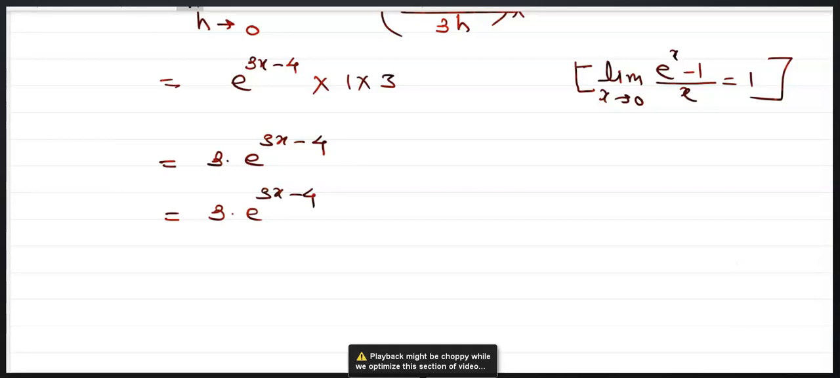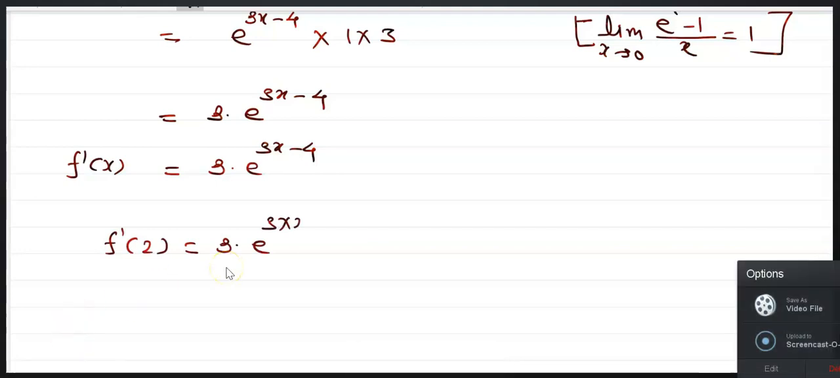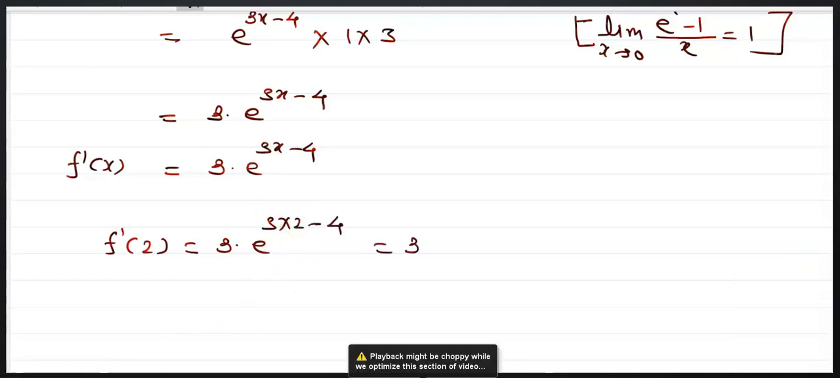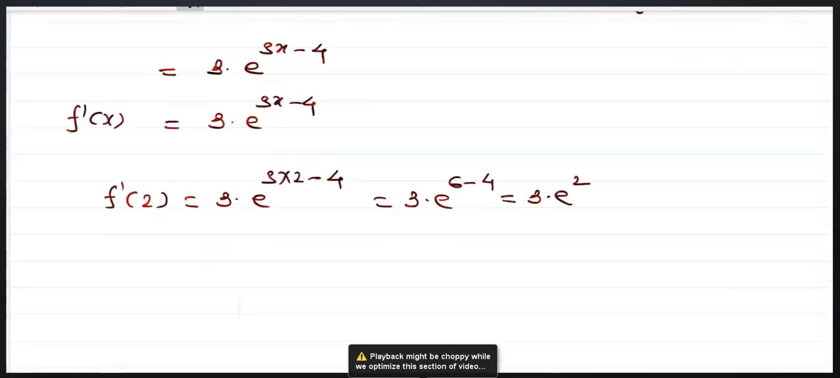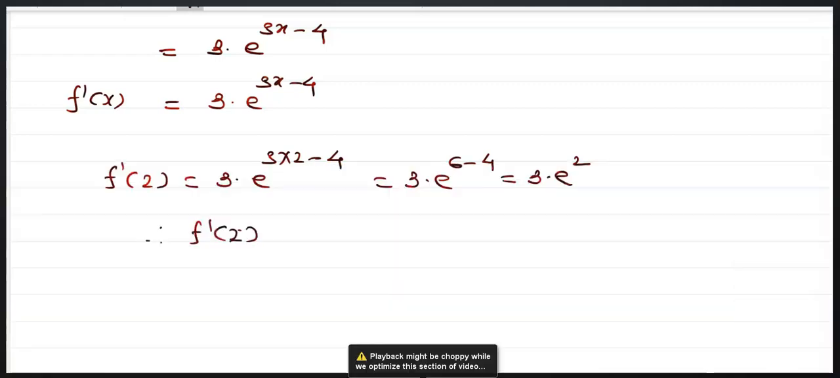Therefore, what is f dash of 2? That is 3 into e raised to 3 into 2, that is 6 minus 4, that is e raised to 2. That is, f dash of 2 is equal to 3 e raised to 2. This is the answer.